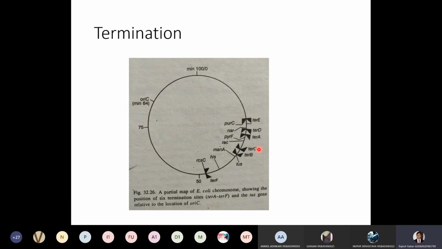Although there is not a well-recognized theory, in the present scenario it is believed. The real mechanism is not known, but the scientists believe that these ter sites are responsible for the ending of the replication, which is also called termination.